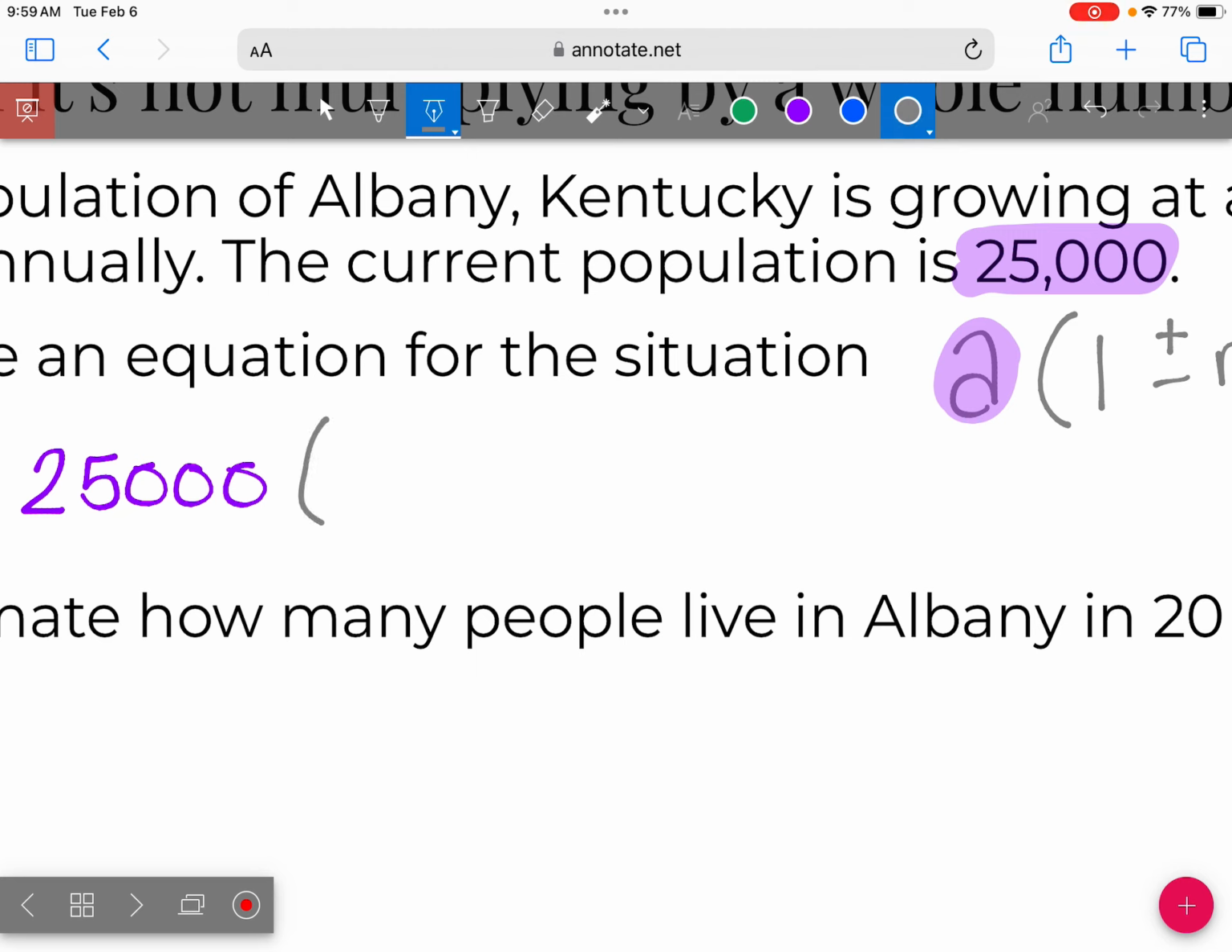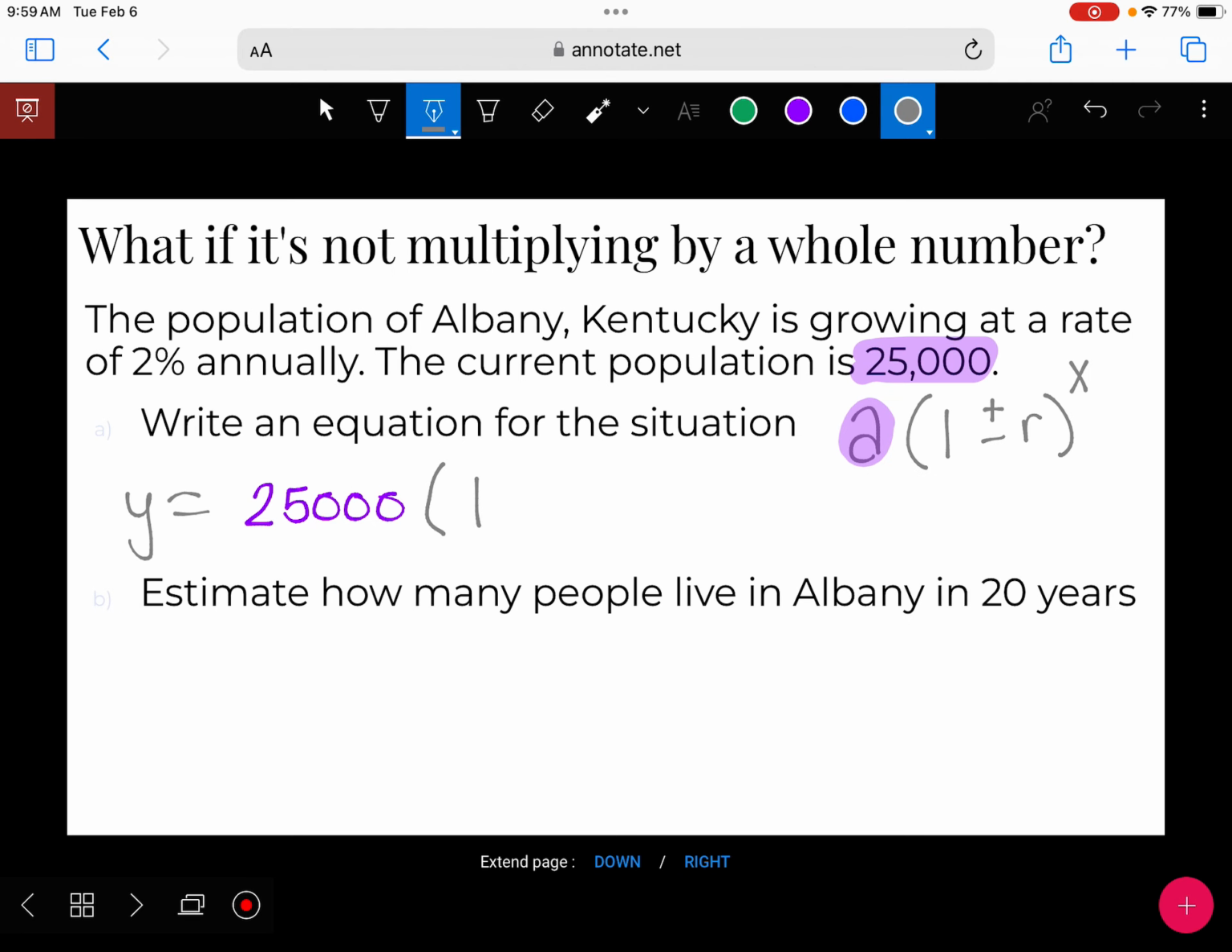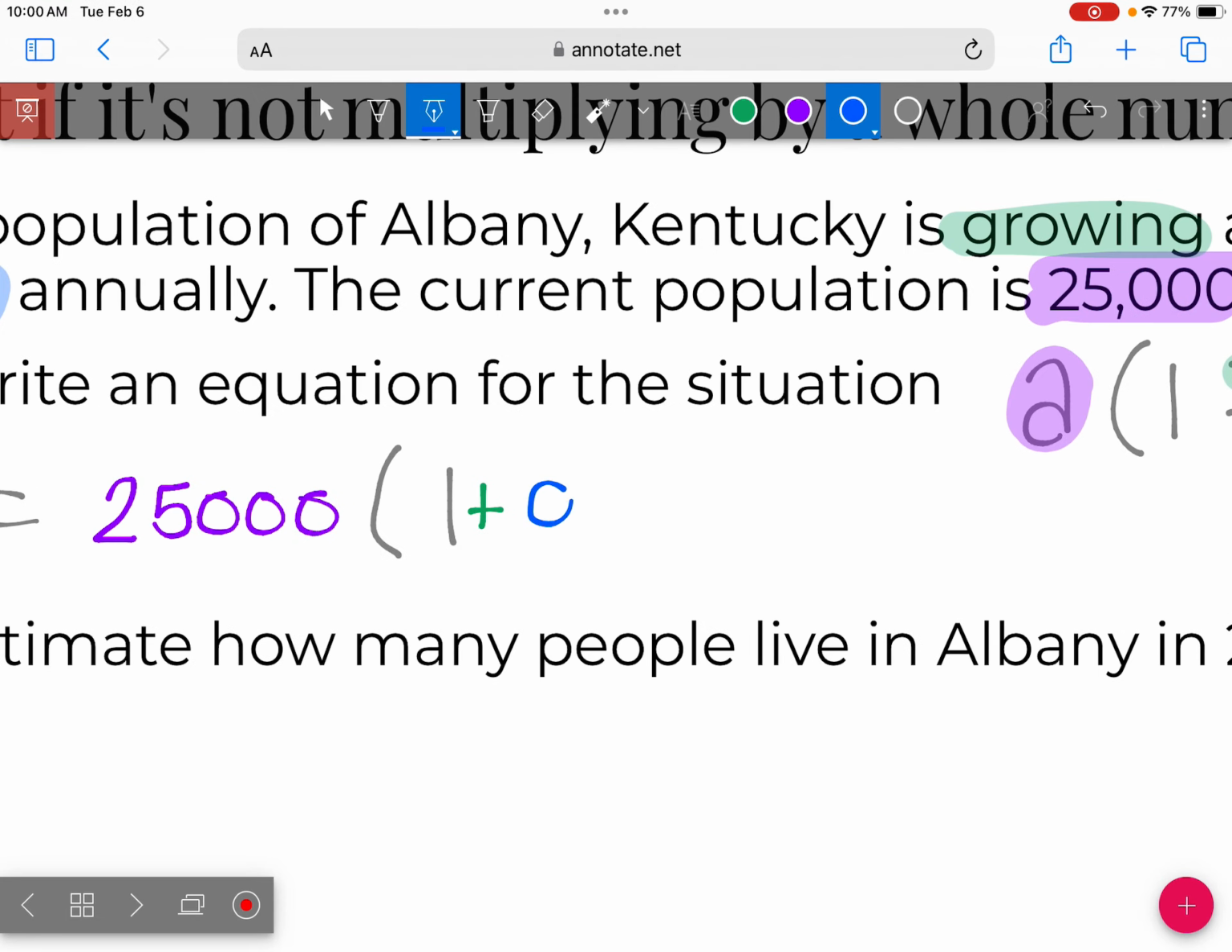Then we're going to use our parentheses, 1, and we have to make a choice here. Are we going to use the plus or the minus? Plus. How do we know that? It's growing. So we're going to use the plus. Then we need to put in our rate. What's our rate? 2%. How do I write that as a decimal? 0.02, to the x.